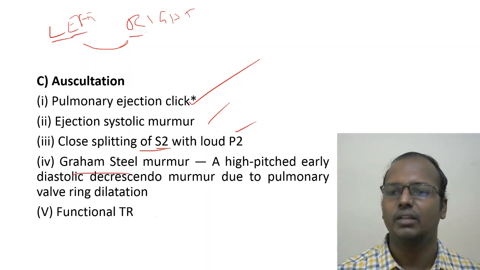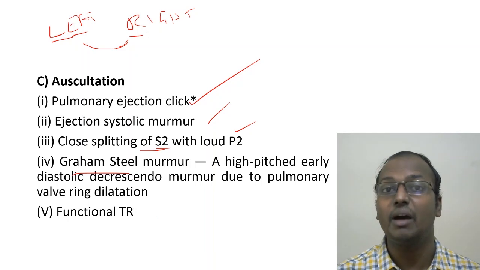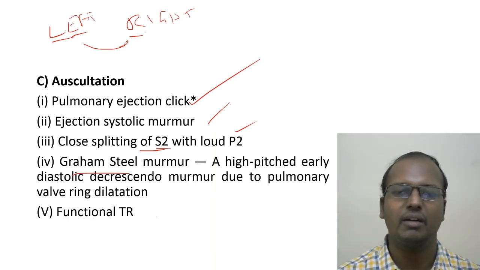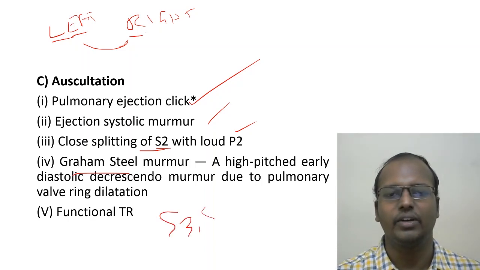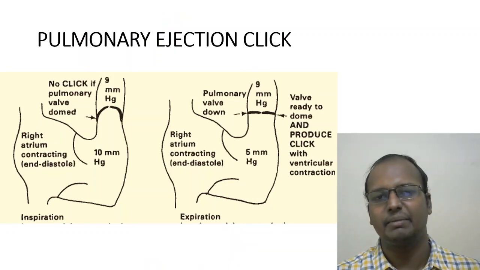And the cause of death in these patients is decompensated right heart failure. A patient with pulmonary hypertension dies because of decompensated right heart failure, and there can also be S3, S4 in the presence of failure. Okay, right? This is the mechanism of the pulmonary ejection click.